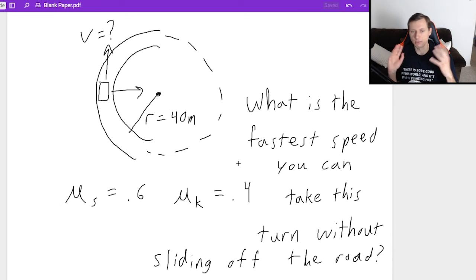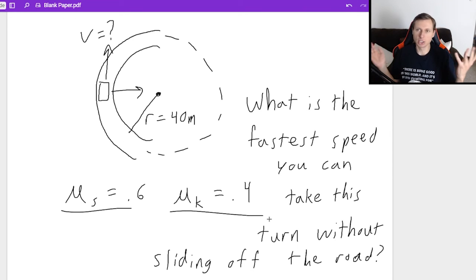Well, you probably have a good guess. You're probably going to say friction because I gave you coefficients of friction here. And if you think of it logically, friction is going to keep you on the road in the circular path. So yes, it's definitely friction. Now I gave you two coefficients. I gave you kinetic and static. I did that on purpose. You only need one. You need to tell me which one you need.